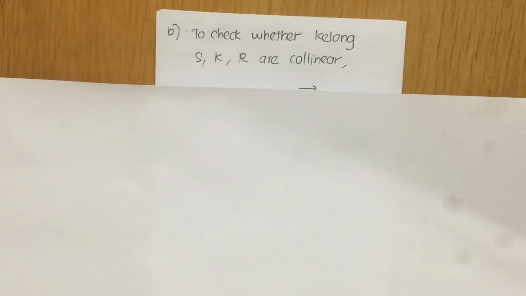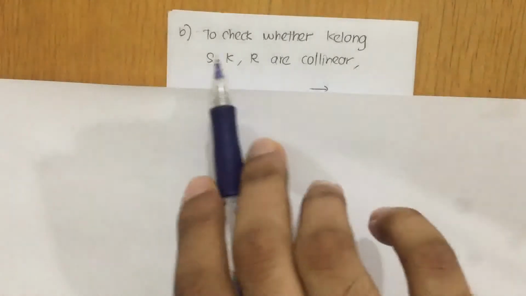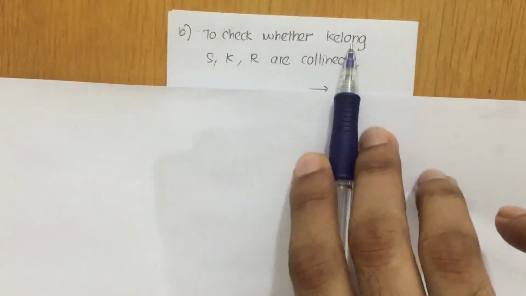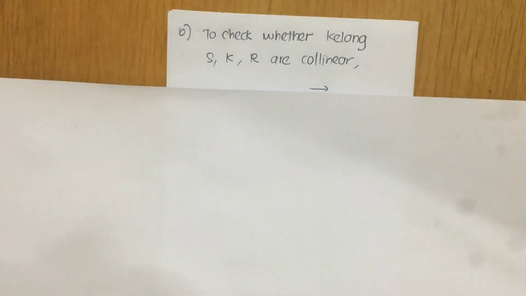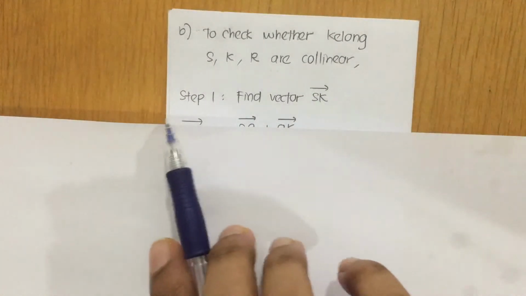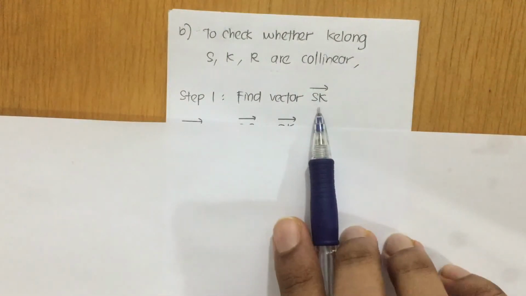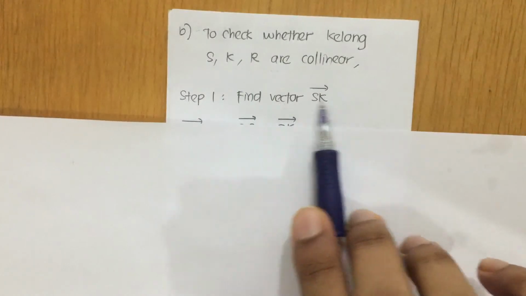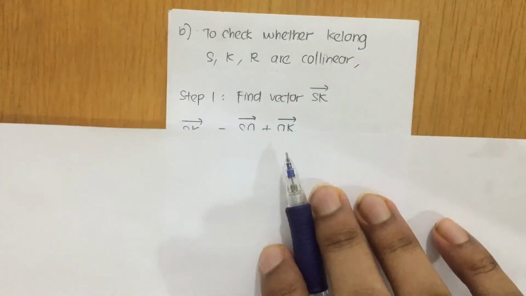It's just that they are asking in story form. The question is literally trying to confuse you, but you should not be confused by it. So I hope you are clear. These are the concepts behind the question, to check whether the kelong S, K, R are collinear. To check whether they are collinear, the first step is that you need to find the vector SK.